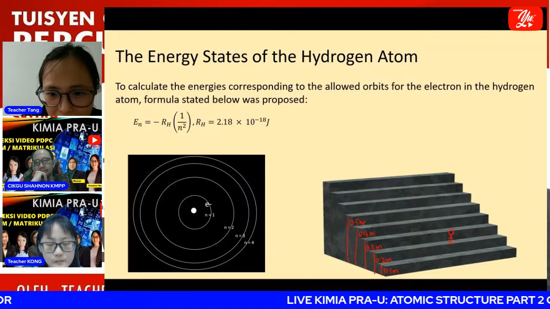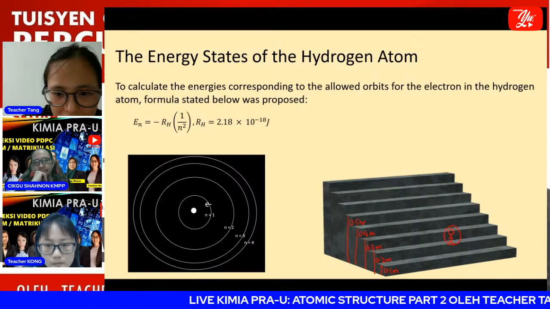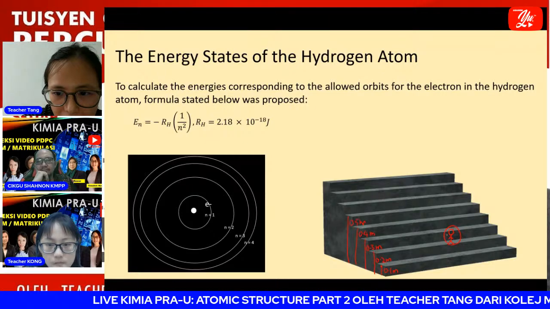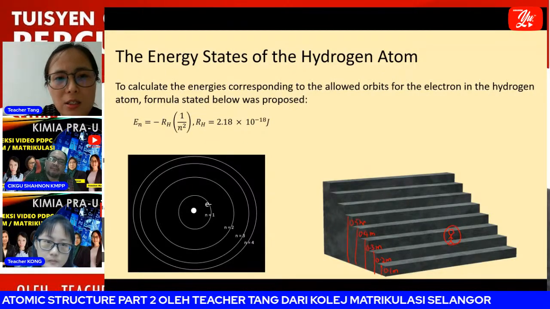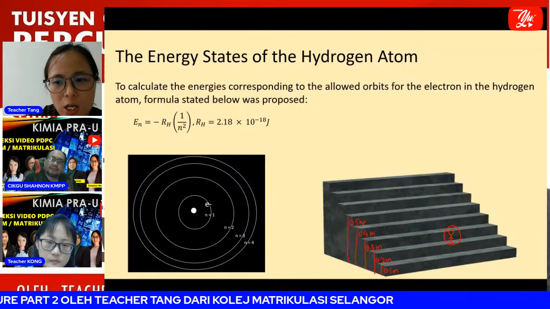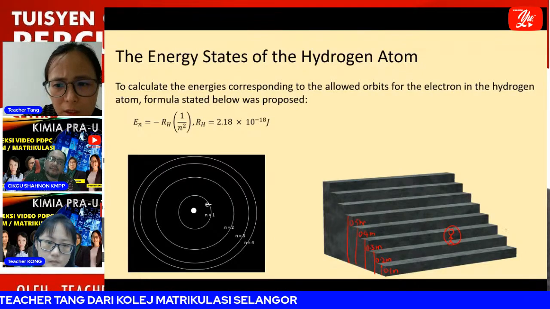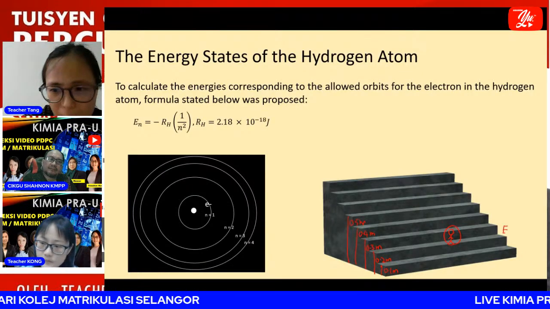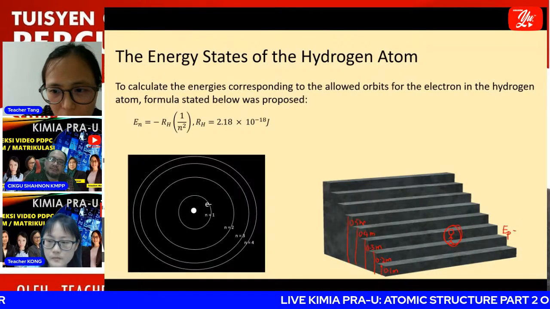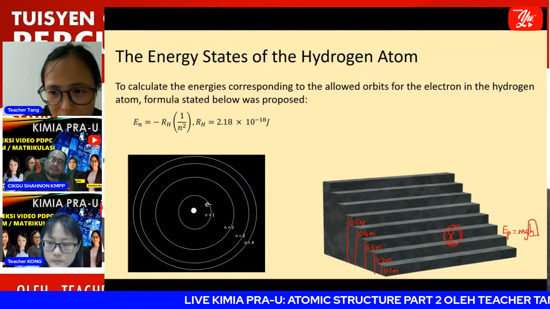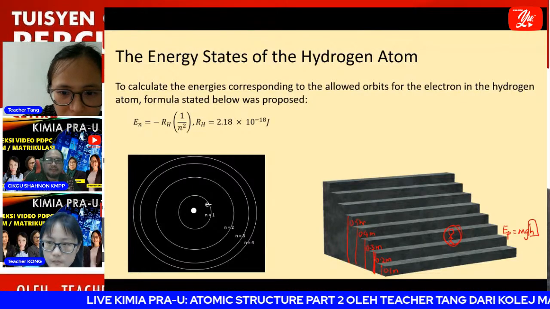Okay, so when I stand here, on the second step, me standing here will cause me to have certain gravitational potential energy. As you learn in physics, the gravitational potential energy of me standing on the second step will be equal to mgh. This h corresponds to this height.